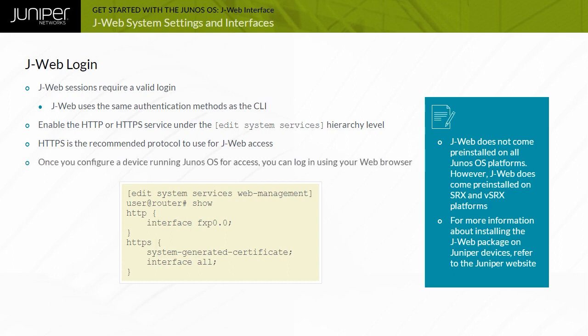Once you configure a device running Junos OS for access, you can log in using your web browser. When you configure the system to use an external authentication mechanism, such as a RADIUS server, JWeb also uses that mechanism for authentication. Otherwise, it uses the username and password configured on the local system.